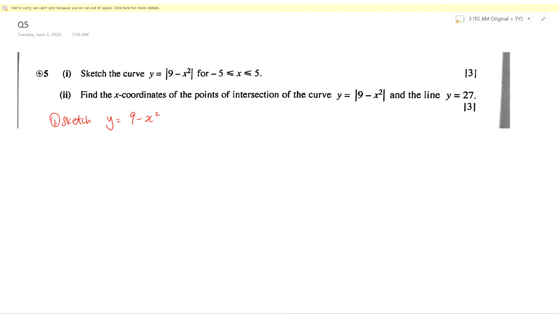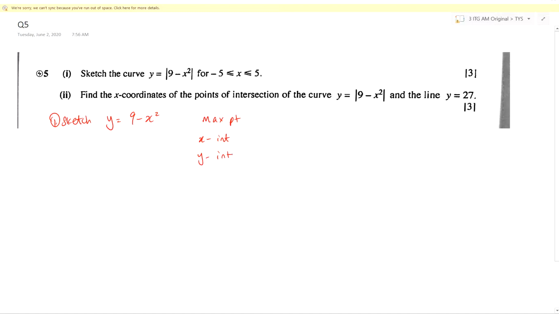So sketching of 9 minus x squared is not difficult also. I know it is going to be a parabola. Does it open upwards or downwards? It opens downwards. How do we know? Negative x squared. You look at the coefficient of x squared, it is a negative, so it is going to open downwards. In other words, there is a maximum point, which we will have to find out also. Then we also need to find out the x-intercept. We need to know the y-intercept. These are the things that we need to know.